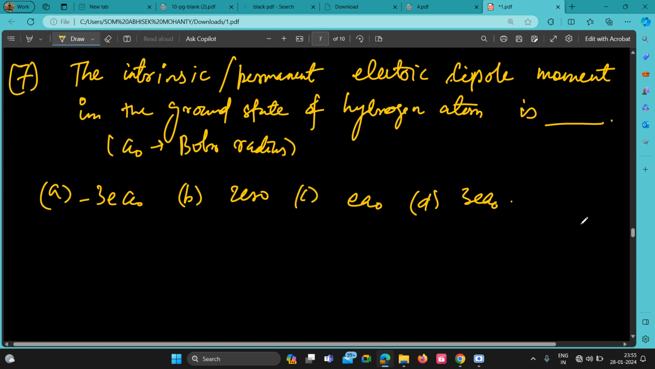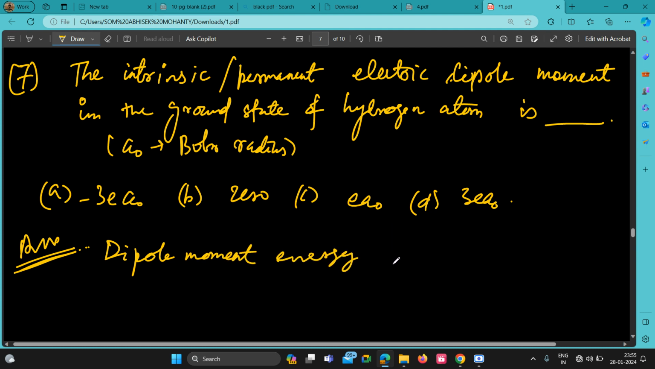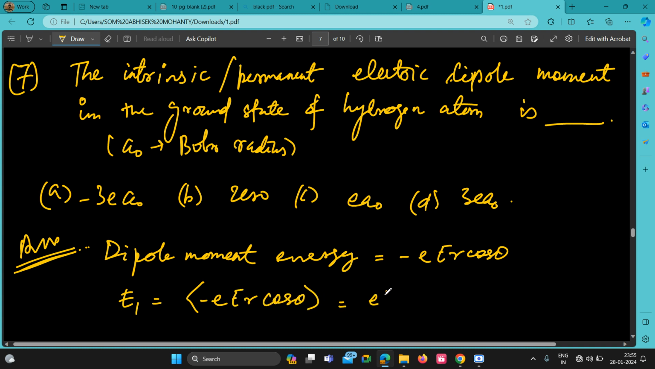The intrinsic permanent electric dipole moment in the ground state of hydrogen atom is how much? Try. What is your dipole moment energy? Dipole moment energy is minus e r cos theta. So for intrinsic permanent dipole E1, I have to write minus average of e r cos theta. That means e into average of r into average of cos theta. And average of cos theta is what? 0. Average of cos theta is 0.